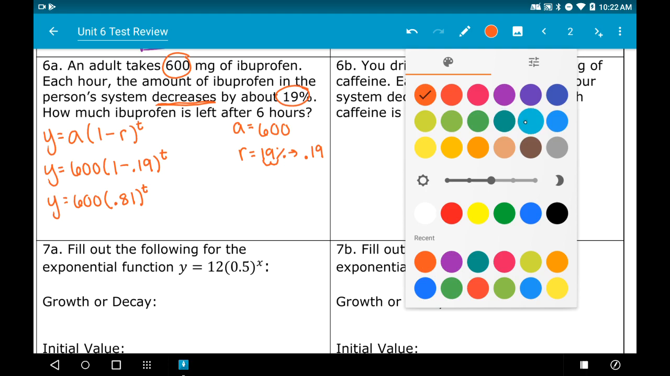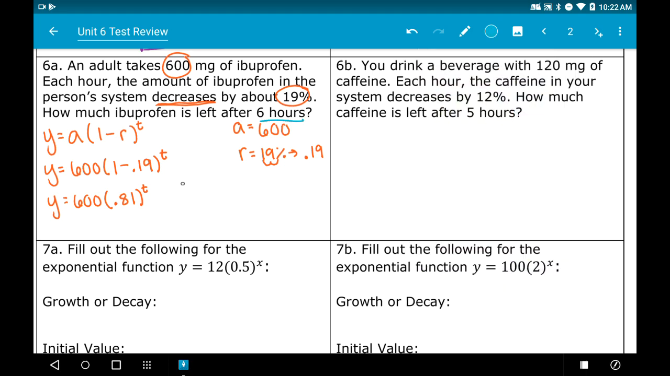That's the equation. But now it wants to know how much is left after 6 hours. So that means that our t here is going to be 6 hours. And I replace it. So instead of a t, we're going to have 6 because we're looking for 6 hours. So now all we have to do is plug it in the calculator and see what we get. So be careful if you're putting this in your phone calculator. It may not give you the right answer.